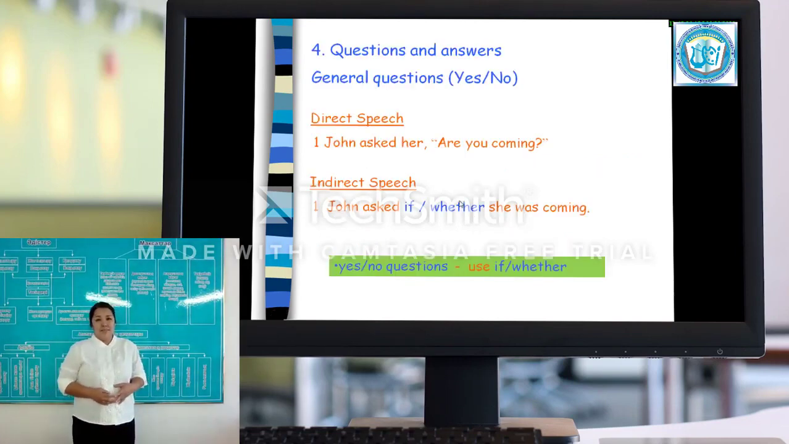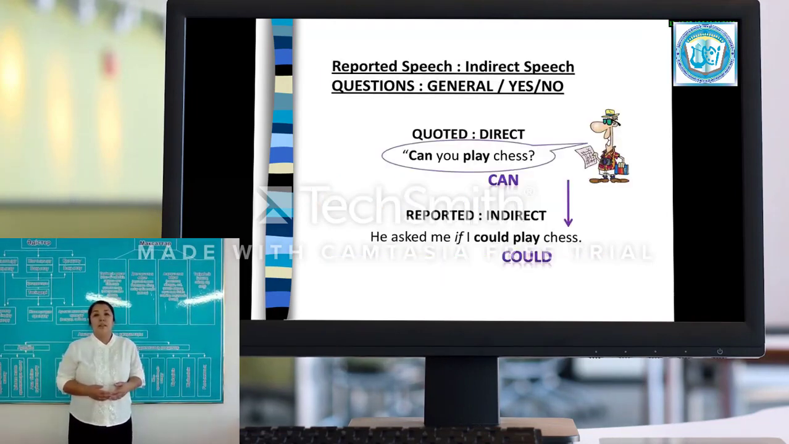Questions and answers. General question, yes-no question. In direct speech, John asked her, "Are you coming?" Let's change it into indirect speech. John asked if she was coming. As you can see here, in yes-no questions, we use "if" or "whether." For example, "Can you play chess?" He asked me if I could play chess. As you can see, we add "if" and change "can."